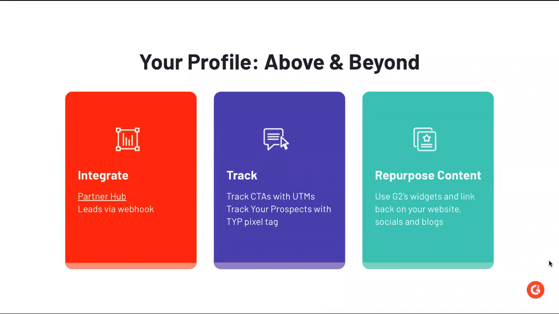Then there's a few more things that you can do to really go above and beyond with your profile. And these are elements your account team can really help with. The first one being to integrate with tools that you're already using. Maybe those are customer engagement tools like Pendo or Medallia, maybe ABM tools like Metadata and Rollworks. Even using things as simple as webhooks to drive any leads coming through your G2 profile directly into the tools you're already using, like HubSpot.